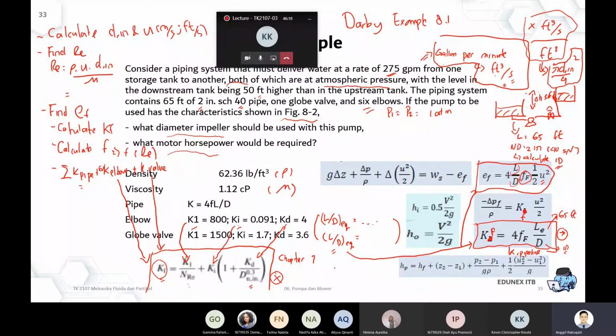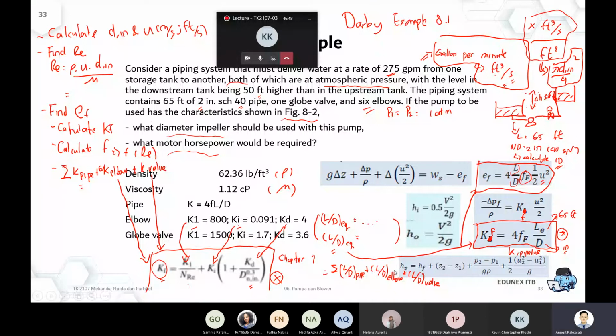Okay. So now what you have is the sigma of L per D of pipe plus L per D of elbow plus L per D of the valve. It should give you more or less the same results. If there is a difference, it's just because of the decimal.